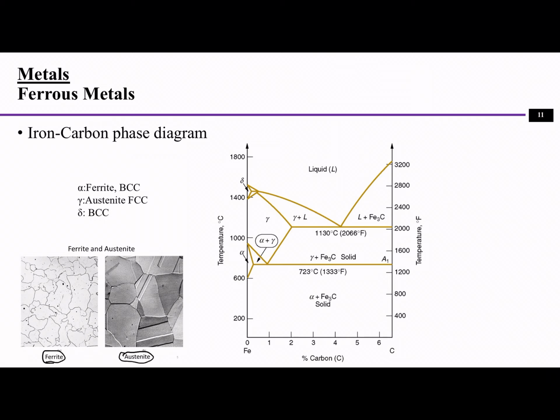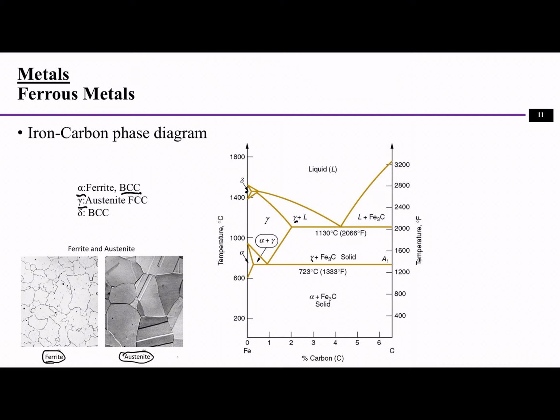So ferrite and austenite are two different phases of the carbon iron material. For example, the alpha phase will be body-centered cubic. Right, we talk about different crystalline structures. This is body-centered cubic, and gamma will be austenite. This is gamma, and it will be face-centered cubic. While theta is also a phase, which is here, that is also body-centered cubic.